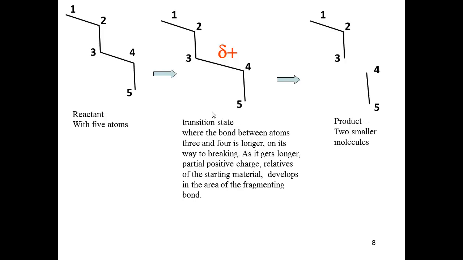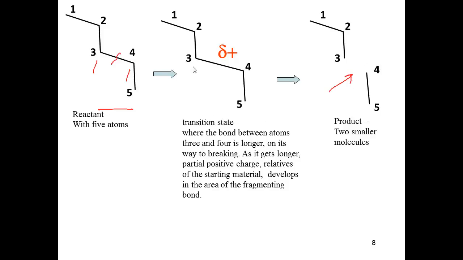Now, to understand a little bit more about the stabilization of a transition state, we need to think about a molecule in a generic transition state. And I've just drawn a molecule with 5 atoms here. And we're going to pretend that this enzyme is going to cleave the bond between atoms 3 and 4. Here's the starting material with a normal bond between 3 and 4. And here's the product with a broken bond between 3 and 4.